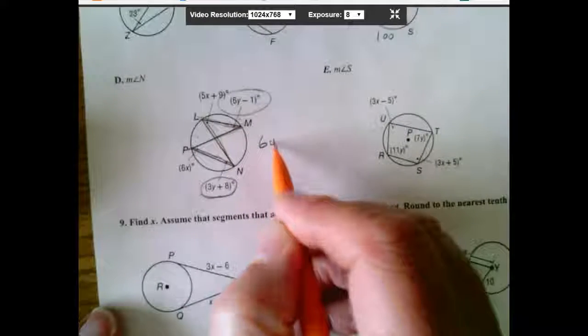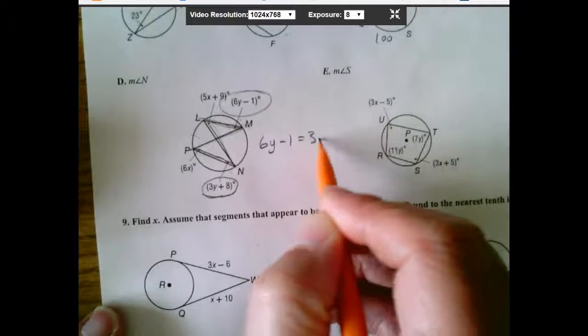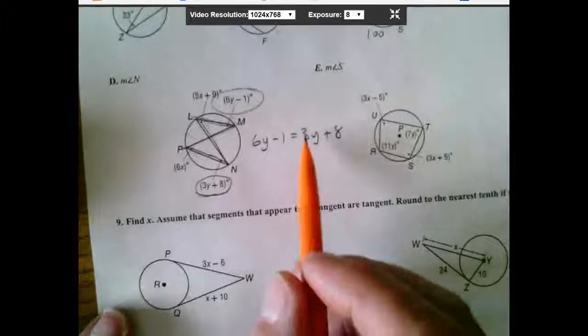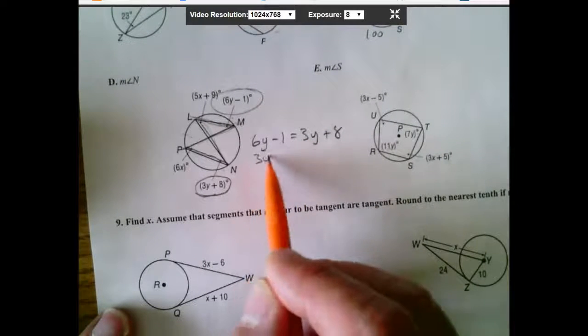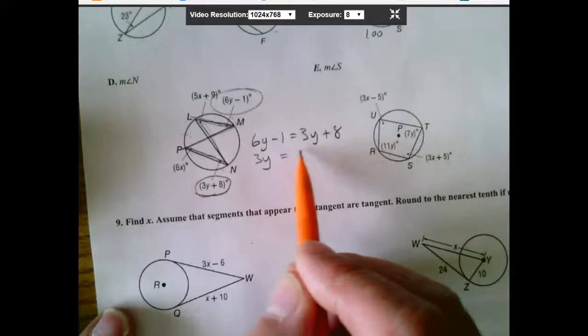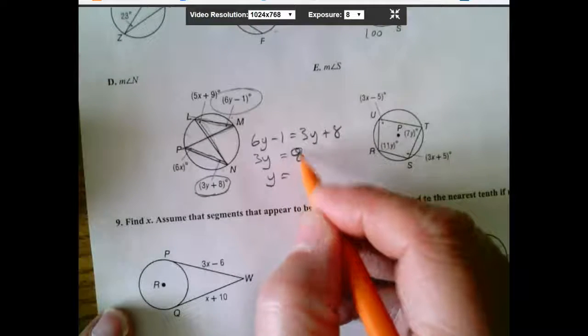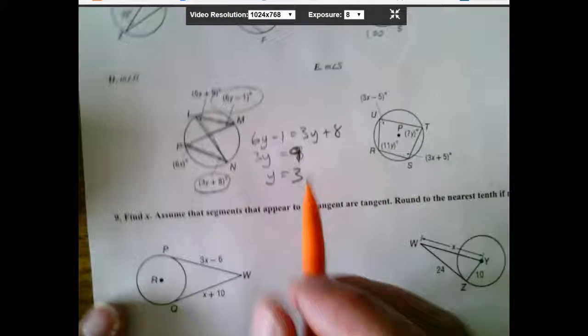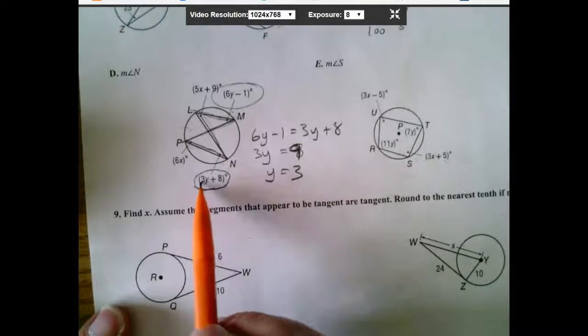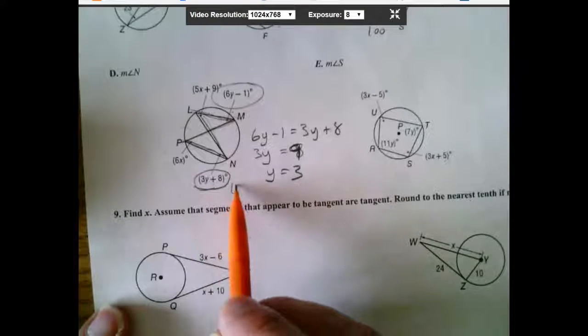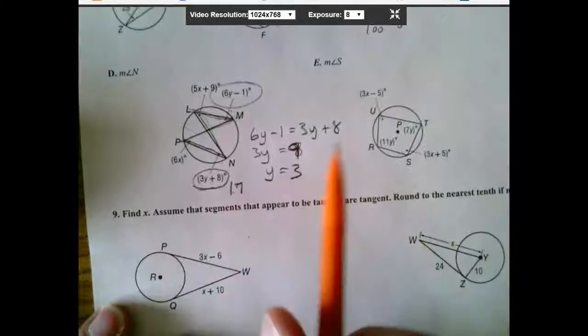So we'd make them equal to each other. 6y minus 1 equals 3y plus 8. Then we do our math. Minus 3y from this side, we have 3y. We'd add 1. 3y equals 9, not 8, 9, and y equals 3. Then we could plug it in. Let's say it is 17. We should find they're both the same.